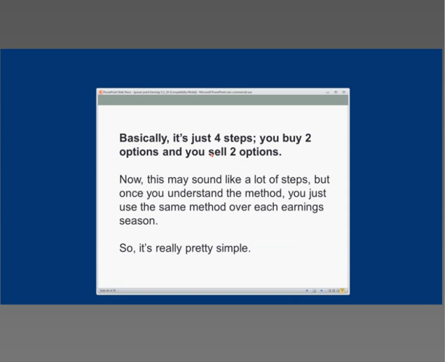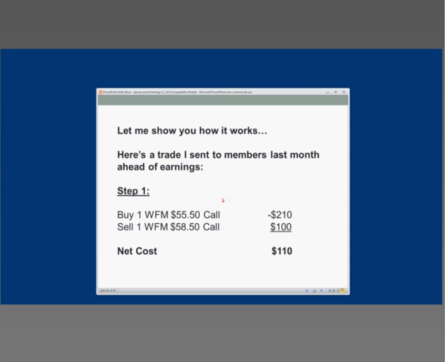And it basically is just 4 steps. You buy 2 options and you sell 2 options. Now this may sound like a lot of work or a lot of steps, but once you understand the method, it's not that much work at all. It's not that complicated either. And you'll just use the same method over each earnings season. So it's really pretty simple once you understand what it is. So here's a simple example.